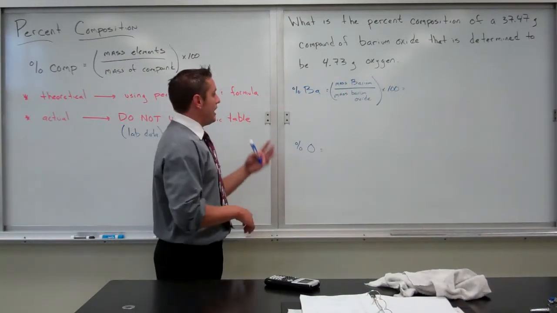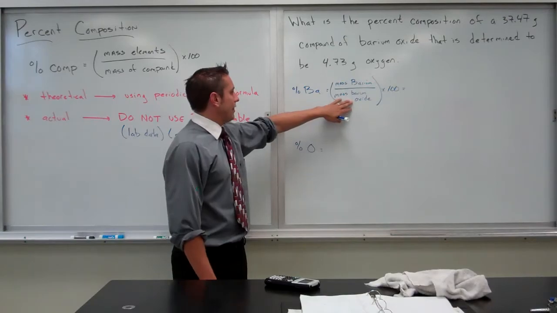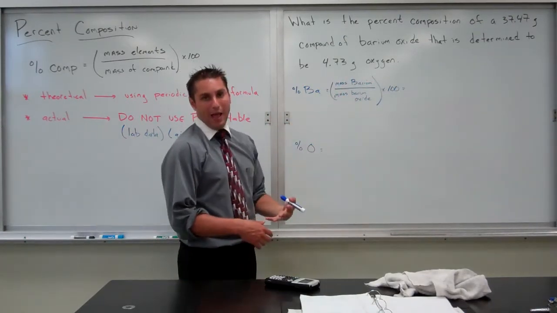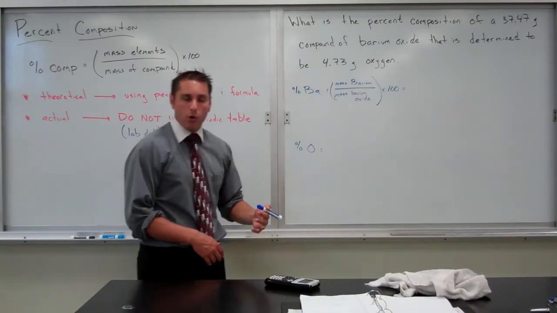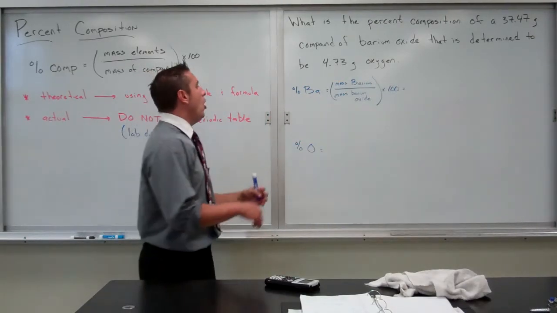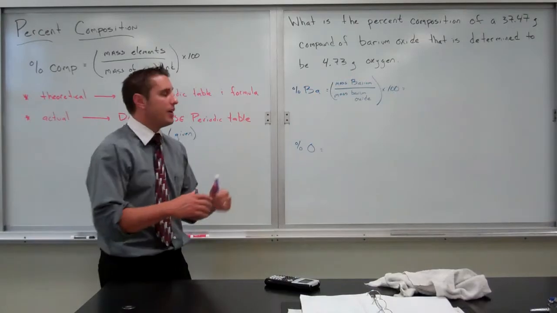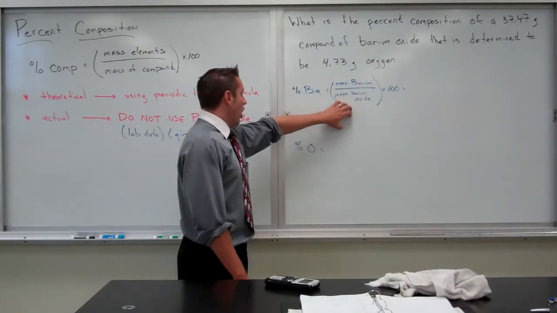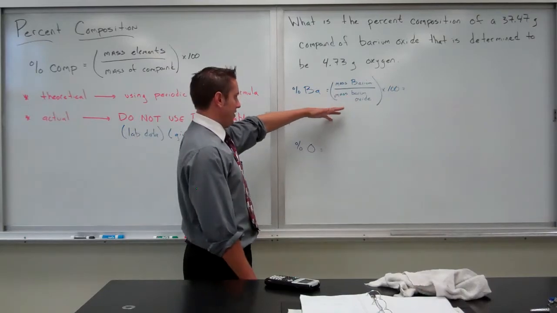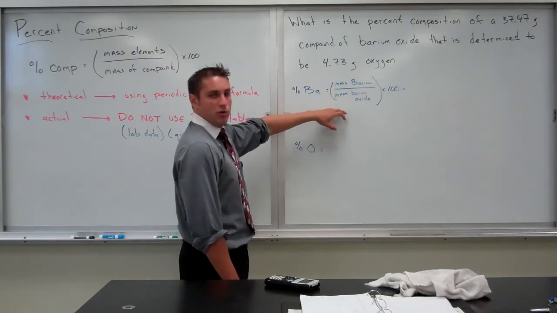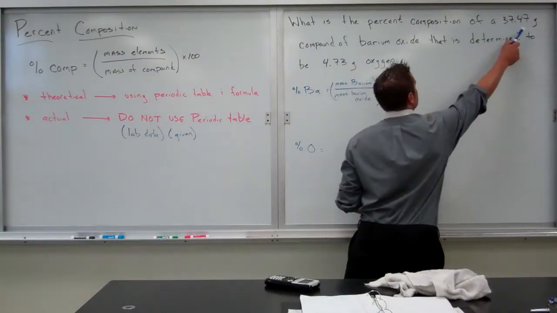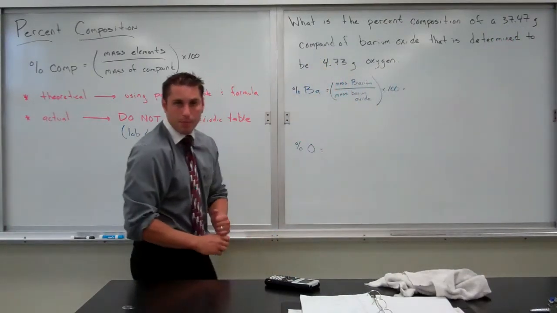Very simple. If you don't have a formula, somewhere they have to tell you what the mass of the compound is. Whether they call it an unknown compound of barium and oxygen or an unknown oxide of barium, it all means that you can't use your knowledge of what the formula should be to get what this number is. We cannot use the periodic table. And sure enough, if you look, they tell us 37.47 is the mass of the barium oxide.